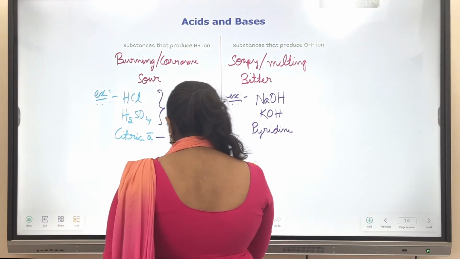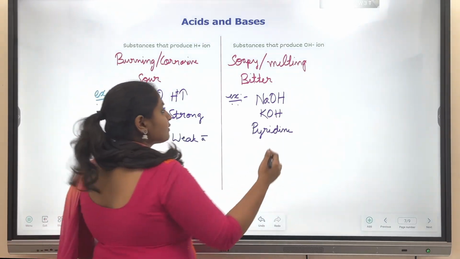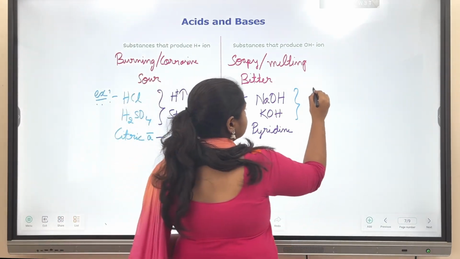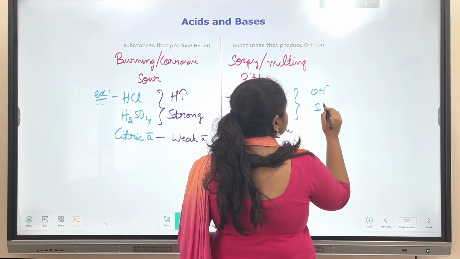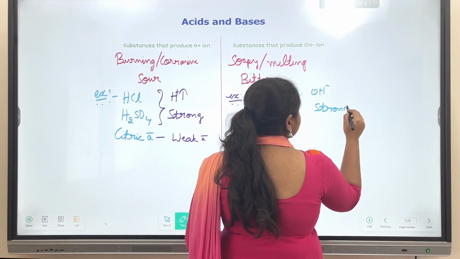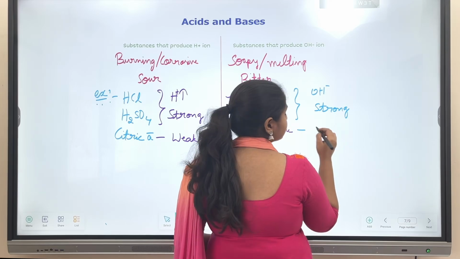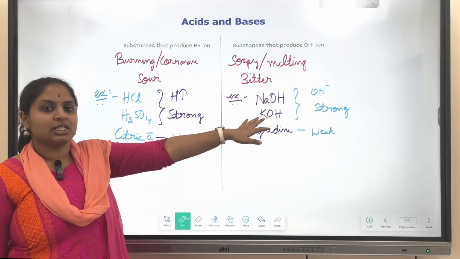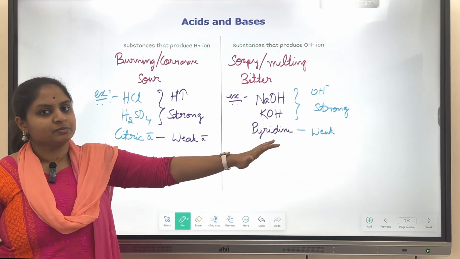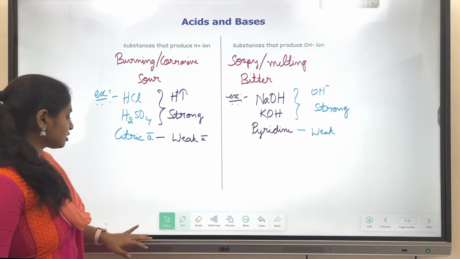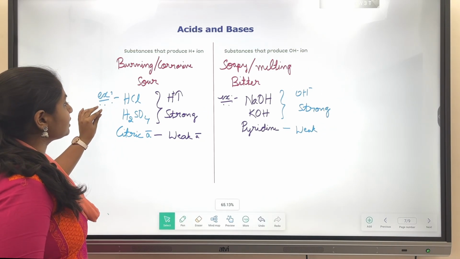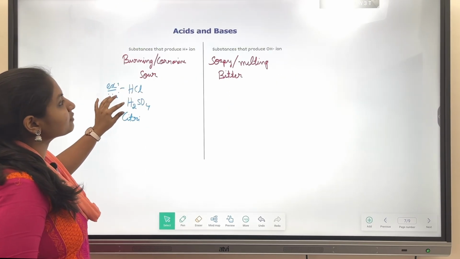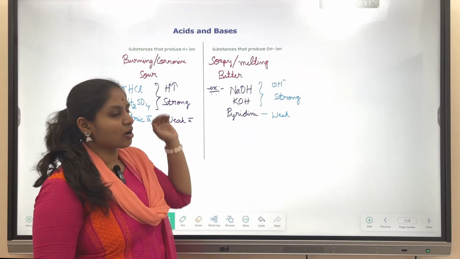Similarly for bases, what are bases giving? They are giving OH- ions. When the base gives too many OH- ions, we call it a strong base. And when it gives fewer OH- ions, we call it a weak base. Examples of strong bases are NaOH and KOH, and a weak base is pyridine. So now we have cleared up what strong bases and weak bases are, and the three major differences between acids and bases. Here we classified acids and bases as strong and weak.